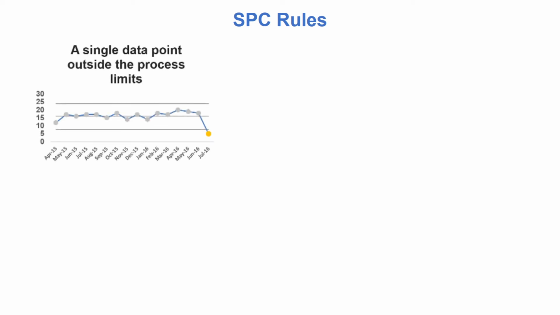So firstly, we've got a single data point outside the control limit. So whenever a data point falls outside a process limit, upper or lower limit, something unexpected has happened because we know that 99% of data should fall within the process limits.